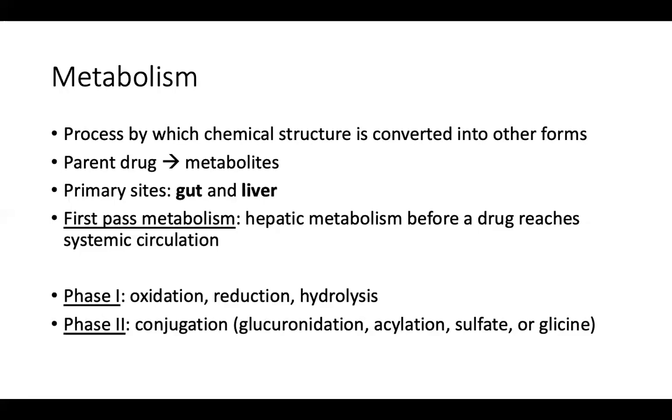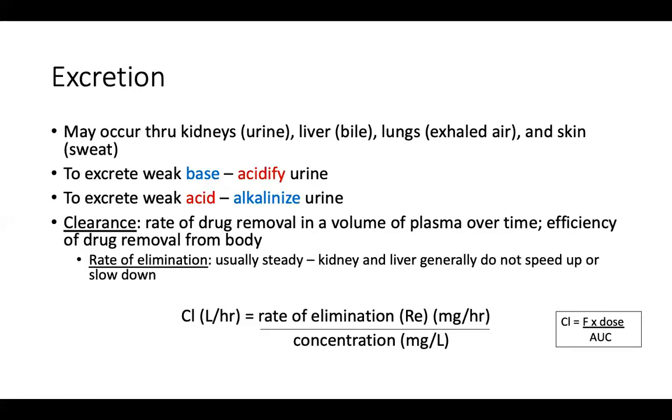In phase 2, this is when we have conjugation. These reactions then make the compounds more easily excreted in the urine and the bile. So now we get into excretion. This might occur through the kidneys, the liver, the lungs, or the skin.